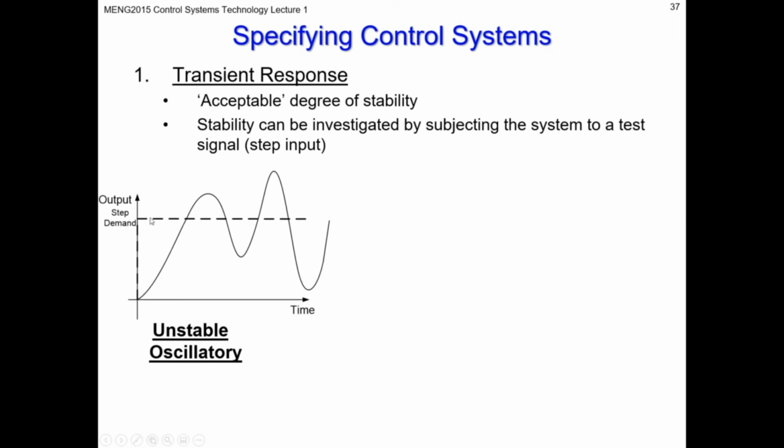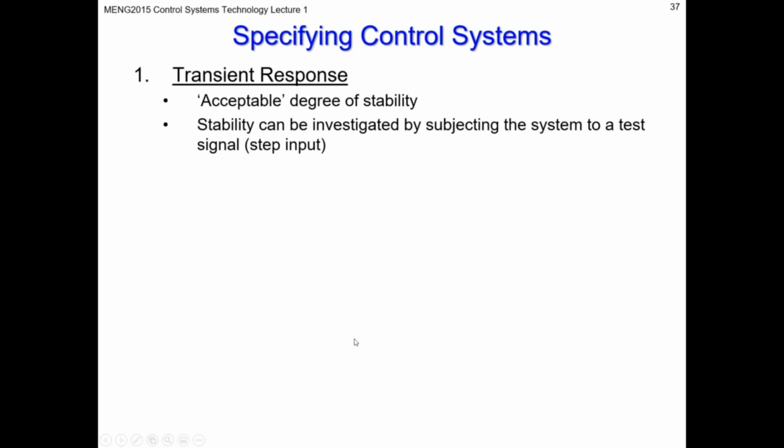But what's happening here is when you apply the step on this system, the output is actually oscillating, but the oscillations are getting bigger and bigger until it goes totally out of control. This is an unstable example of a transient response. We don't want that. That will only happen if you have maybe a particular type of system with a very aggressive controller.